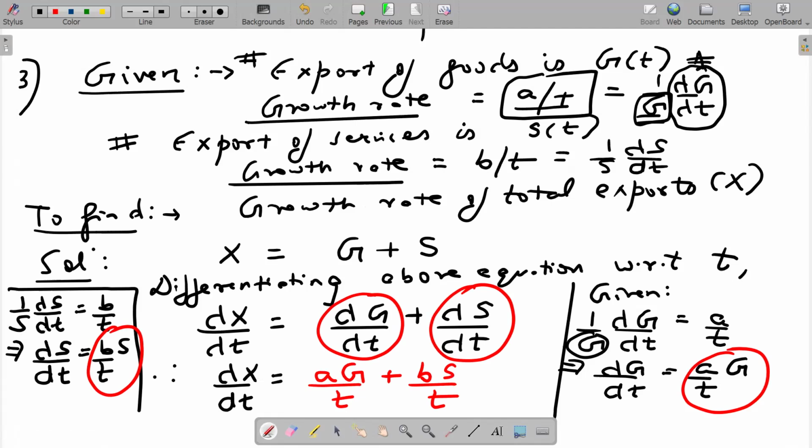Again, we have covered growth rates in the mathematical methods for economics course. Similarly, export of services were given. The growth rate was b by t. So how do I find the growth rate of services? It's ds by dt divided by s.